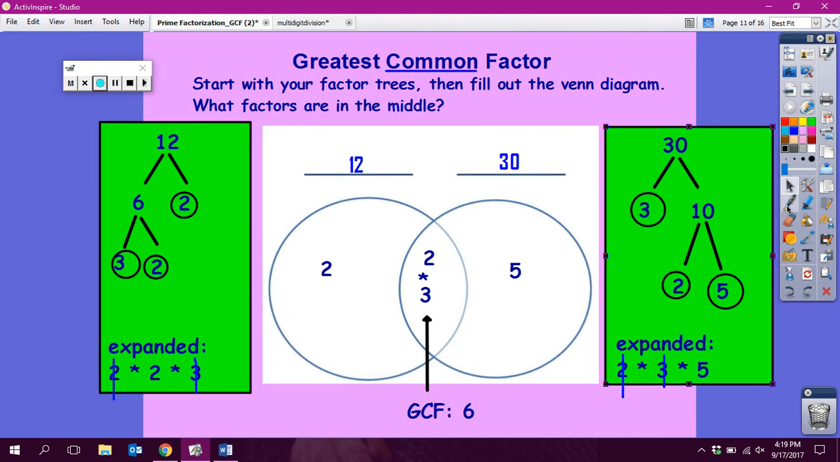Okay. The reason I like this prime factorization method is because you can actually do least common multiple with this as well. So we're only focusing on greatest common factor for today, but tomorrow when I come back, I'm going to teach you guys least common multiple. Okay, so get really good at this greatest common factor thing. So we're going to keep going.